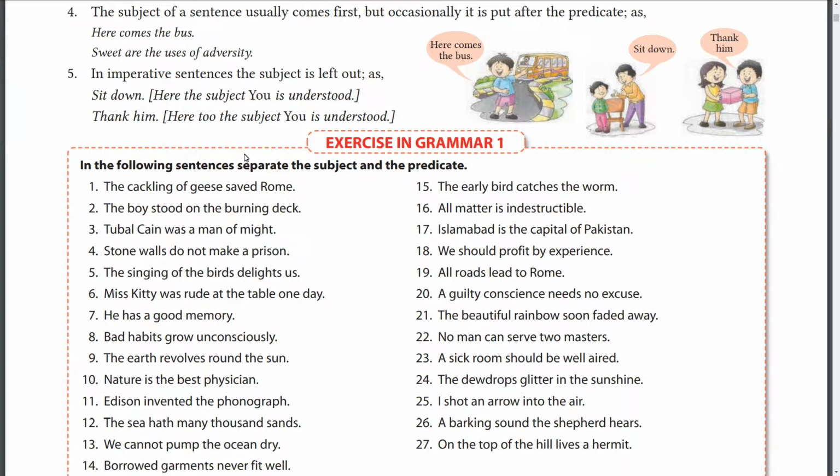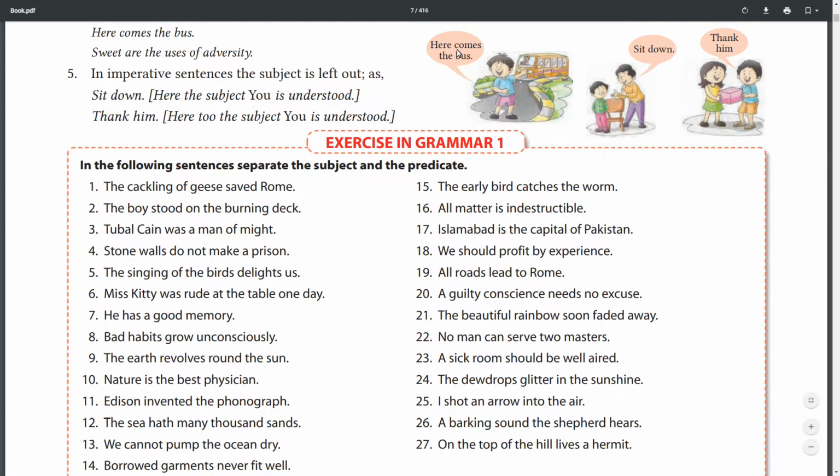So in a sentence, there is a subject and there is a predicate. In simple words, predicate means prediction. It tells you something, predicts something to you about the sentence. Here comes the bus. Bus is the subject and it comes. So bus is the subject, and here comes, the is a predicate.